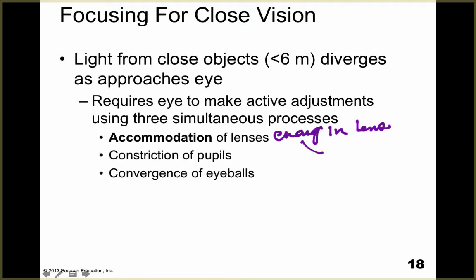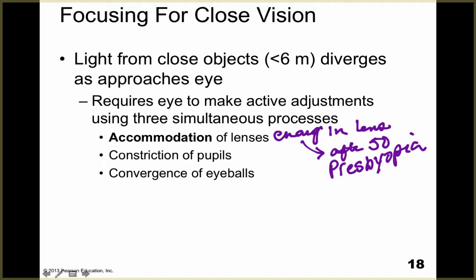Now, what is really terrible is that our lenses lose their ability to accommodate after the age of 50. That's the reason why after 50 you'll start seeing more and more people wear glasses. It's called presbyopia, which is the loss of accommodation over the age of 50.